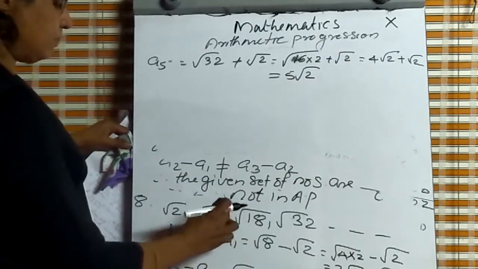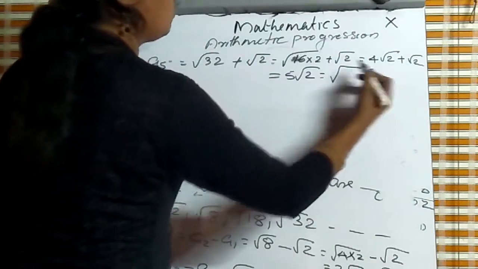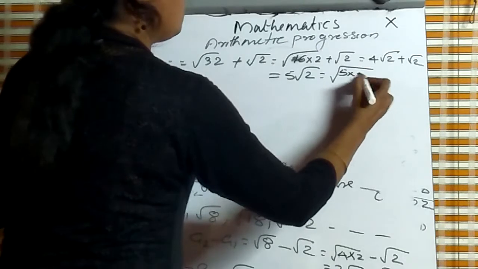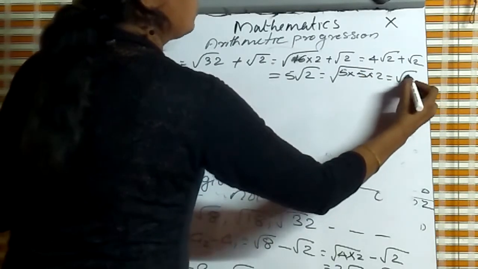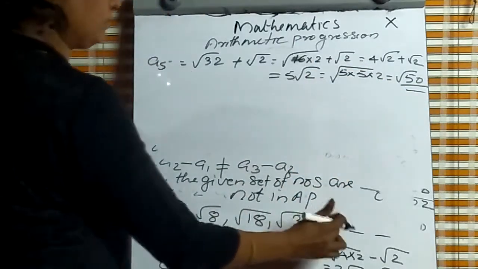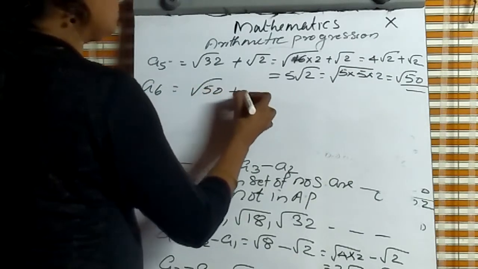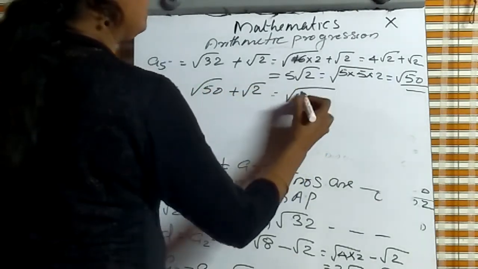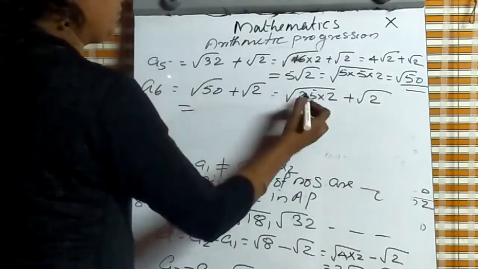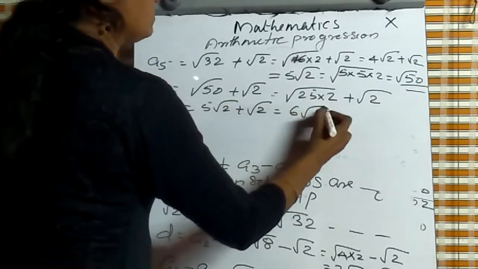But here the terms are in full square root form, so we convert this 5 root 2 fully inside the root. 5 into 5 is 25, into 2, so it is root 50. Next term is root 50. Then A6 is equal to root 50 plus root 2. Root 50 is root of 25 into 2, so root 25 is 5. 5 root 2 plus root 2 is equal to 6 root 2.